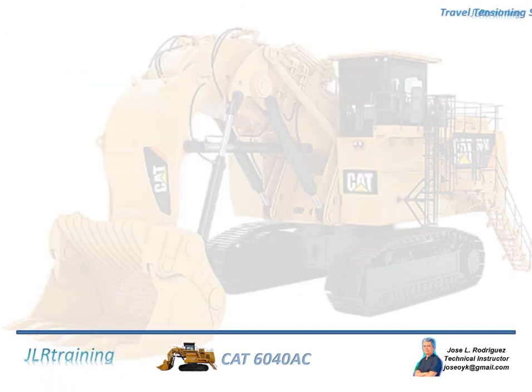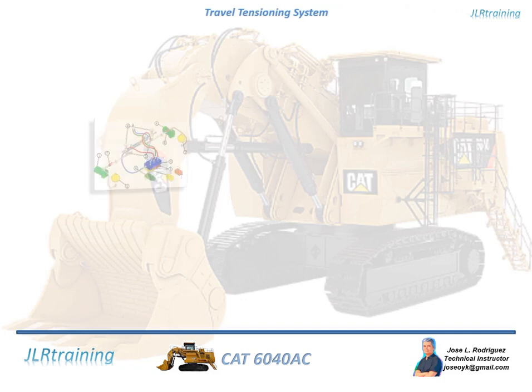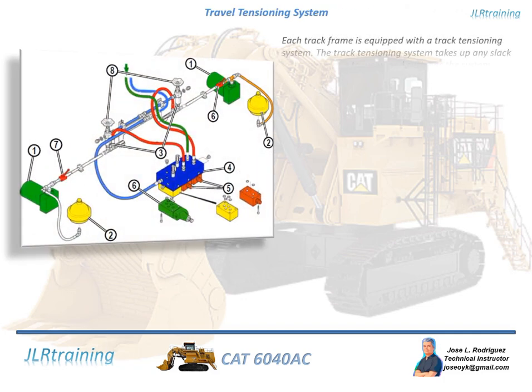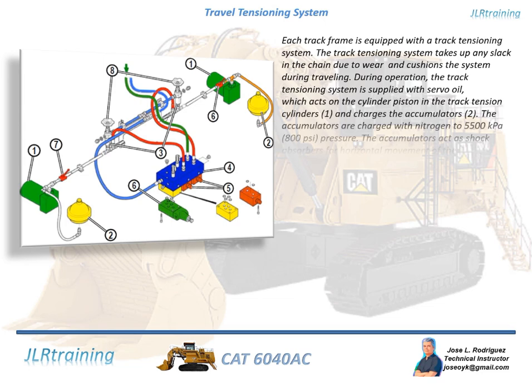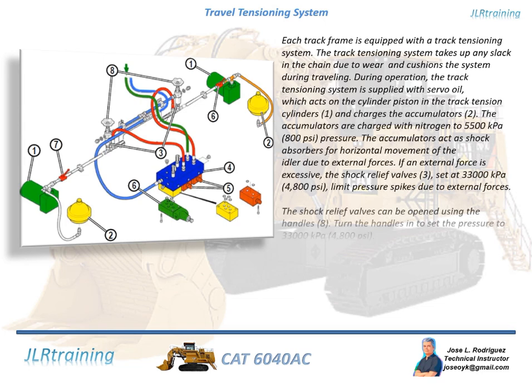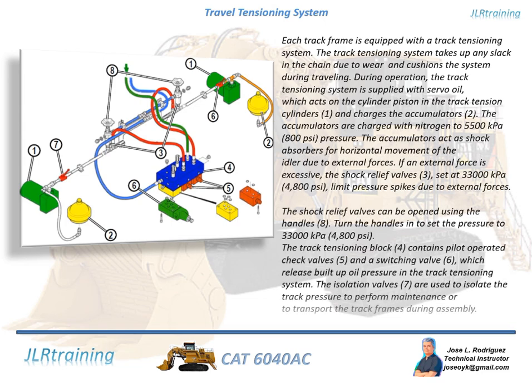Travel tensioning system. Each track frame is equipped with a track tensioning system. The track tensioning system takes up any slack in the chain due to wear and cushions the system during traveling. During operation, the track tensioning system is supplied with servo oil, which acts on the cylinder piston in the track tension cylinders, 1, and charges the accumulators, 2.